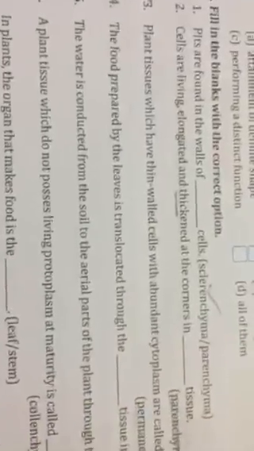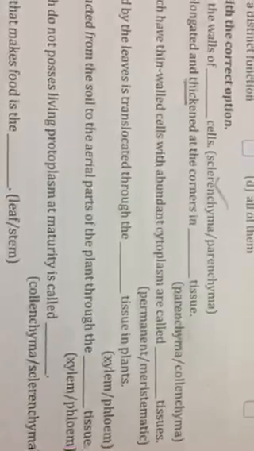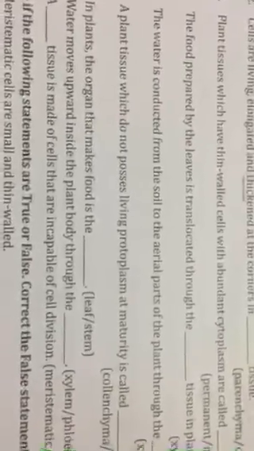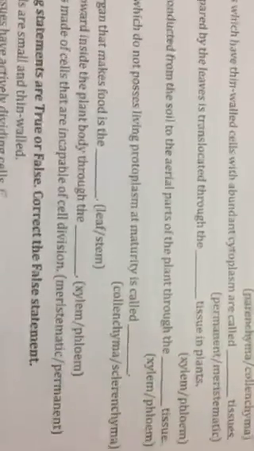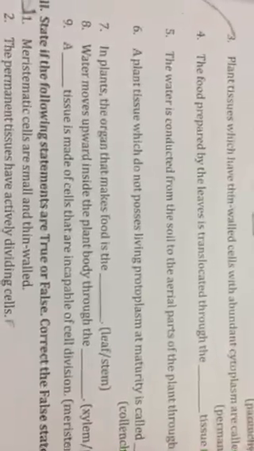Then a plant tissue with thin walls. The answer is meristematic. That is why I cut permanent. Like that you do the fill in the blanks. And the fifth one, the water conducting, xylem only. A plant tissue which does not possess living protoplasm is called sclerenchyma. In a plant, the organ that makes food is obviously the leaf.